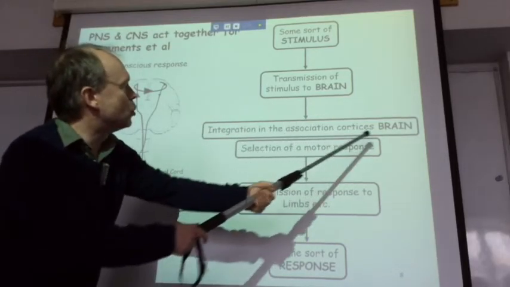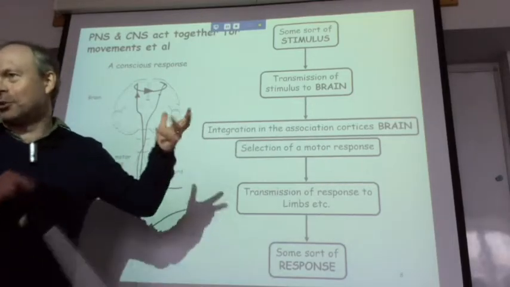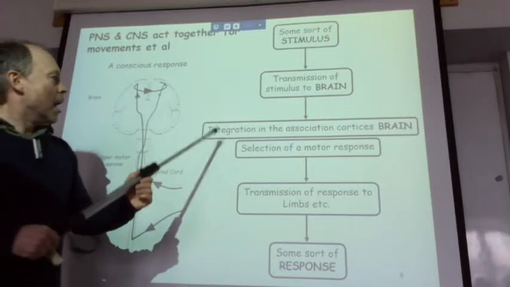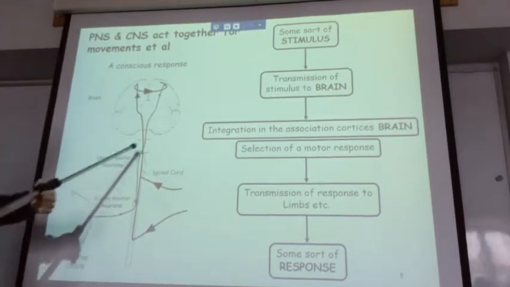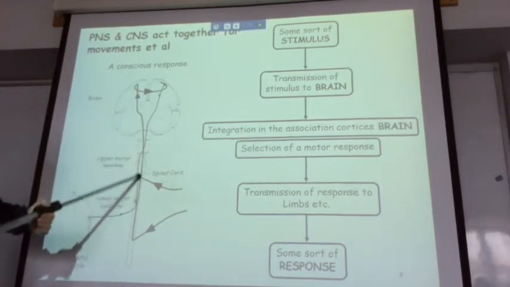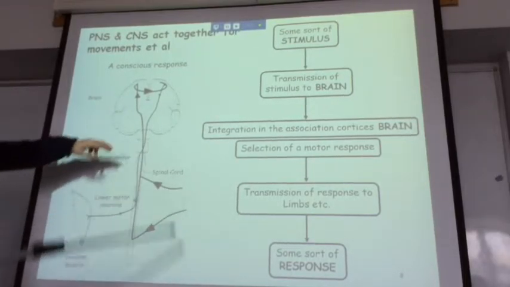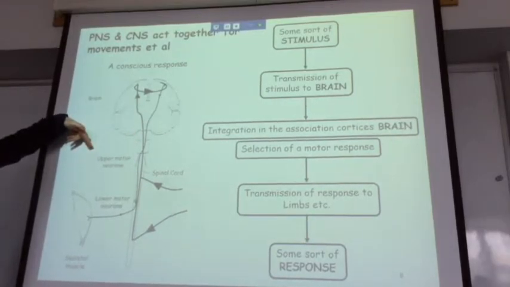Association cortices. Association is another word for integration. So you could say association or integration cortices. Integration, association, they're just words meaning thinking, essentially, but in a neuroscience-y kind of way. Then there is selection of motor patterns, and then transmission of those signals through the central nervous system to the spinal cord, and then out to the paws and everything. I avoided showing it coming out at this point, just so I didn't confuse you.